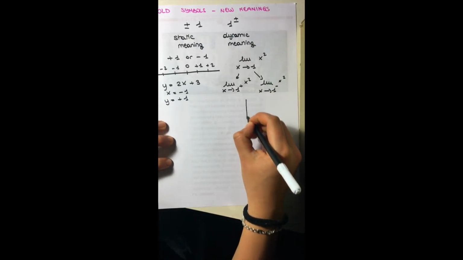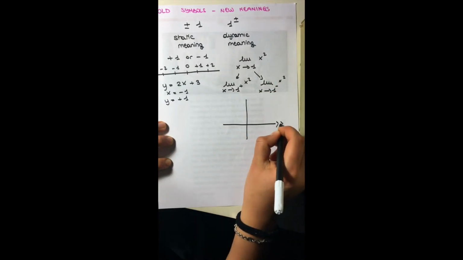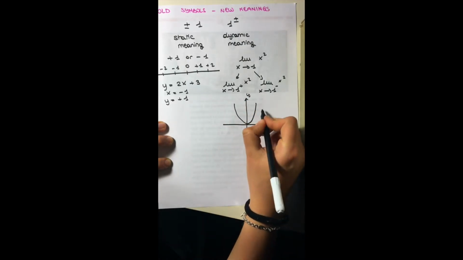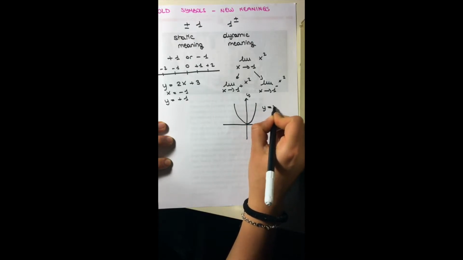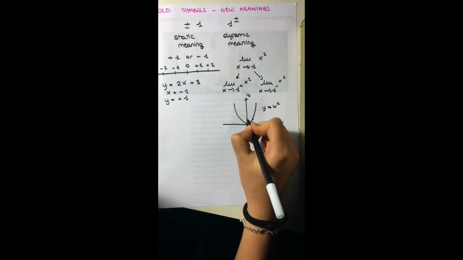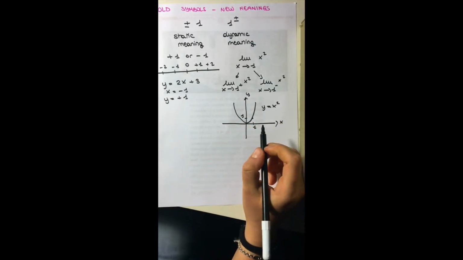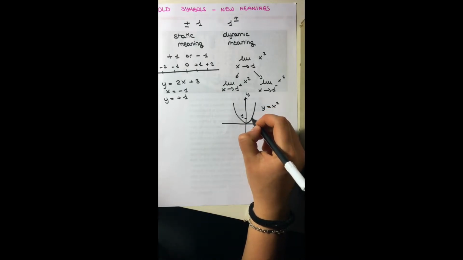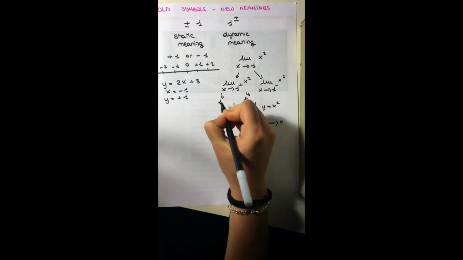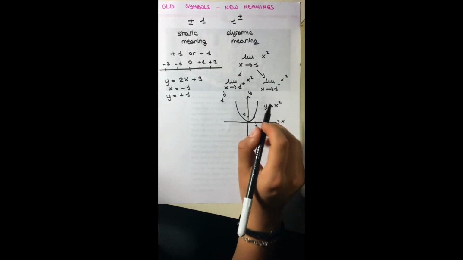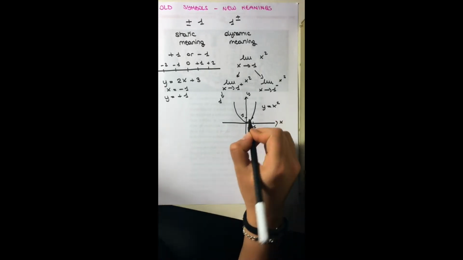So let's draw the graph, x and y. This is y equals x squared, and here we have 1 and 1. So if we are approaching x = 1 from the right, the result is 1. If x approaches 1 from the left, the result is 1.